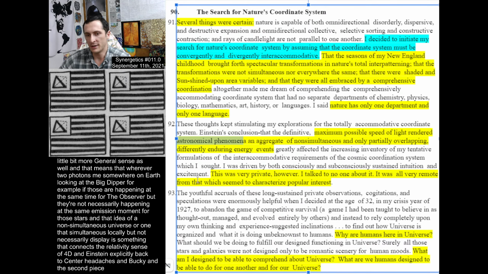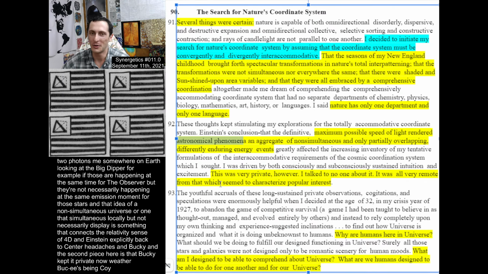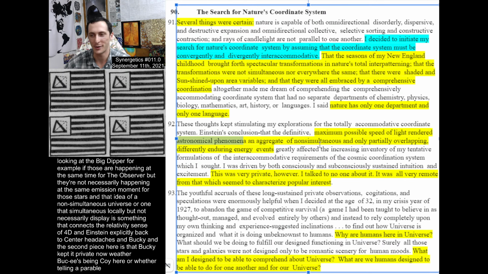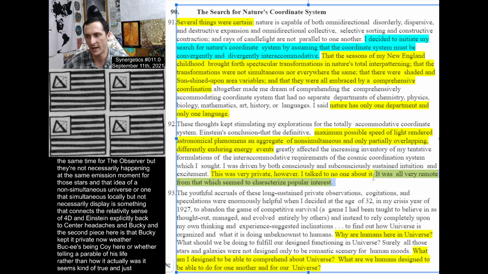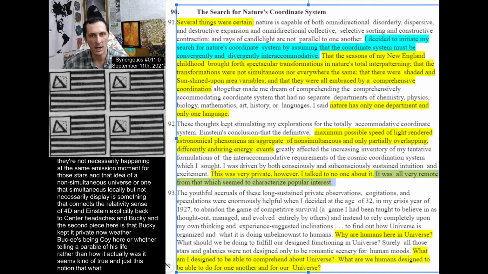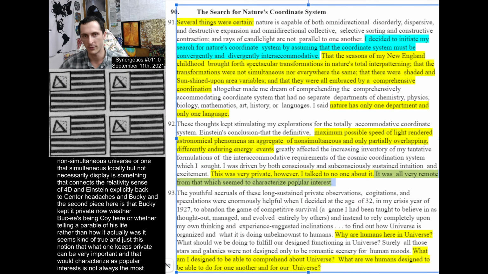And the second piece here is that Bucky kept it private. Now, whether Bucky is being coy here or whether telling a parable of his life rather than how it actually was, seems kind of true. And just this notion that what one keeps private can be very important, and that which characterizes popular interest is not always the most important thing for us to follow.